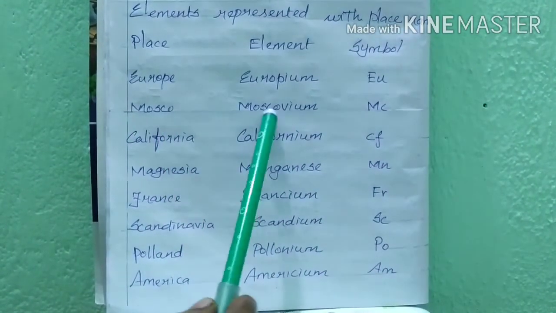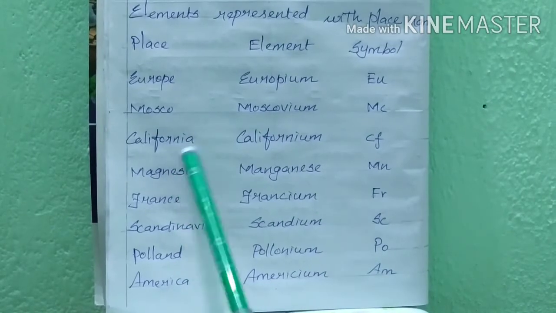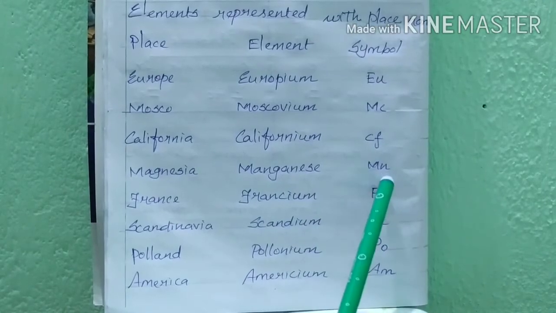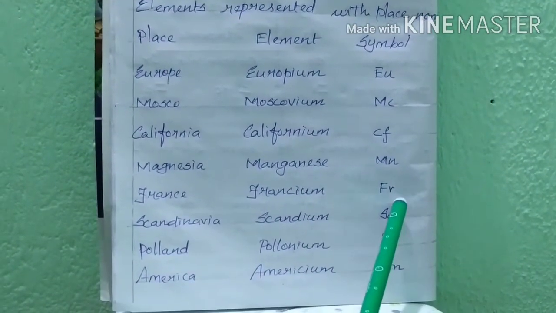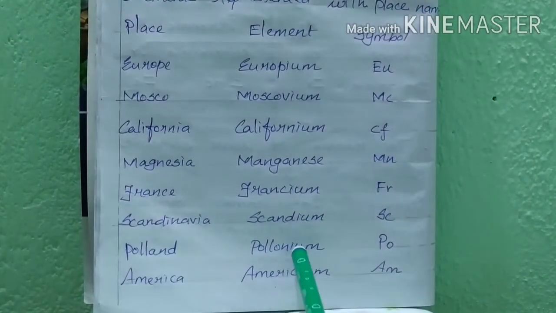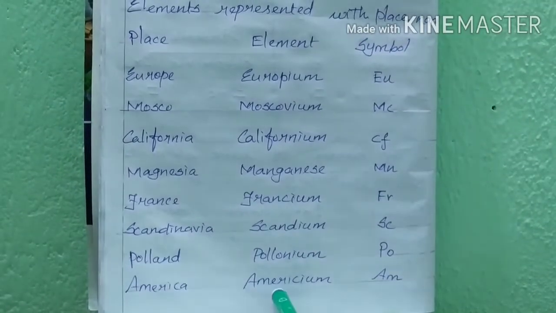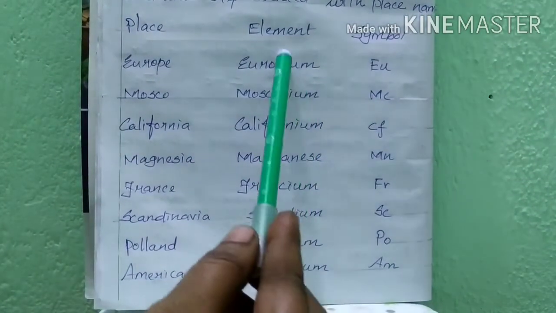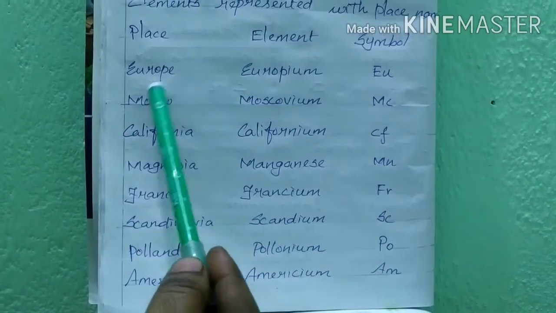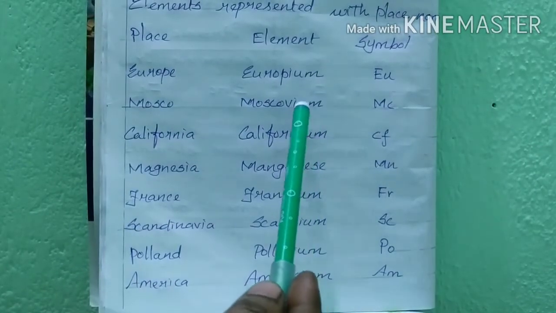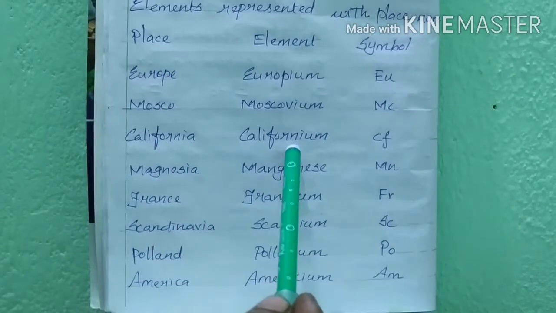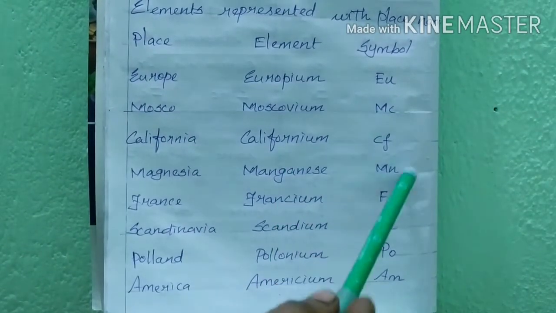Moscow, moscovium, Mc. California, californium, Cf. Magnesia, manganese, Mn. France, francium, Fr. Scandinavia, scandium, Sc. Poland, polonium, Po. America, americium, Am. We can see the names of the elements have been directly derived from the names of the places. With some changes: if you note, ium has been added to the name of the places to get the names of the elements, and these are the symbols of those elements.